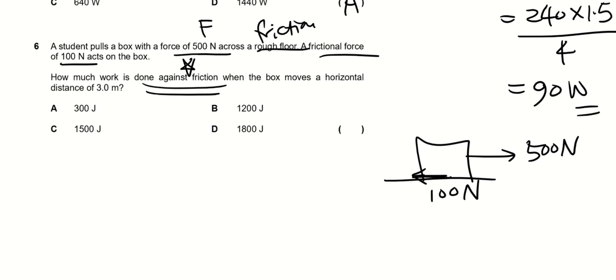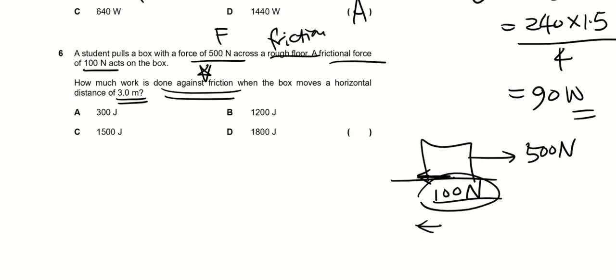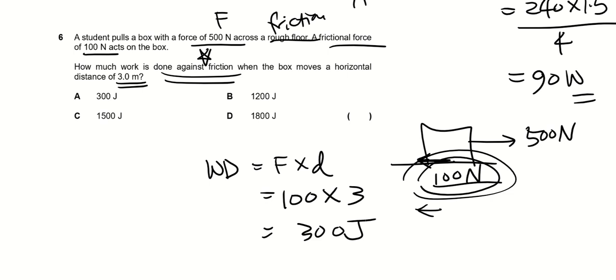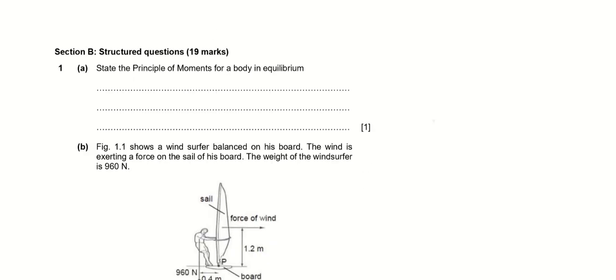This is important. So against friction, the force is 100 Newton and the box moves a distance of 3 meters. So the force of friction is 100 Newton, let's say, to the left. The distance moved is opposite, right? So I actually need to overcome this force of 100 Newton. So the answer will be work done against friction, force times distance moved in the direction of the force. So this energy that I need to do work against the friction will be 100 times 3 equals 300 joules. So answer is A. Okay, so that's all for your MCQ.